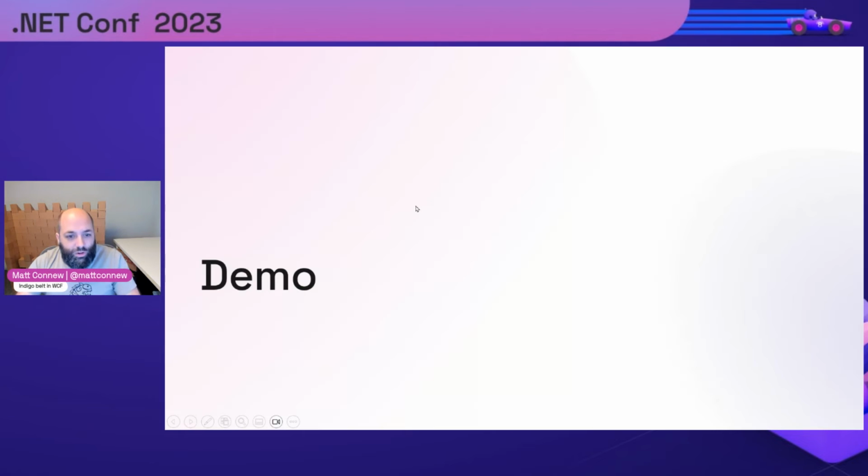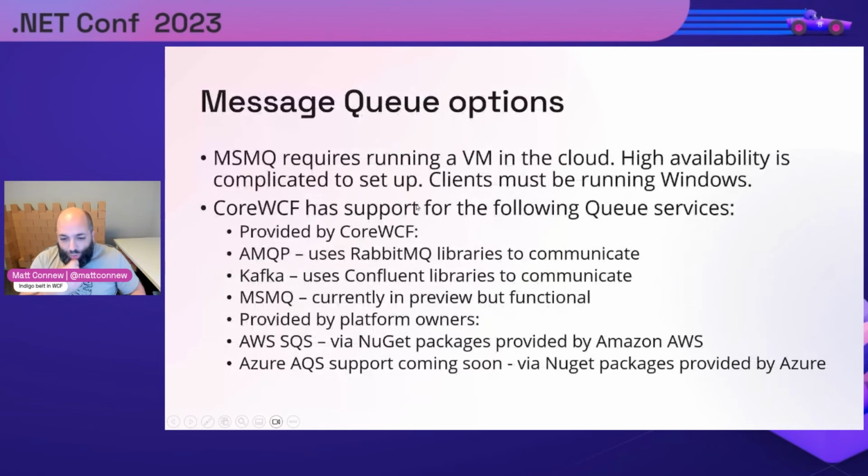Okay. So that's quite a powerful thing that you can now do. We now integrate into the ASP.NET Core authentication mechanism, and you can use all the new OIDC and OAuth2 authorization and authentication flow. Okay, so the next thing is message queue options.